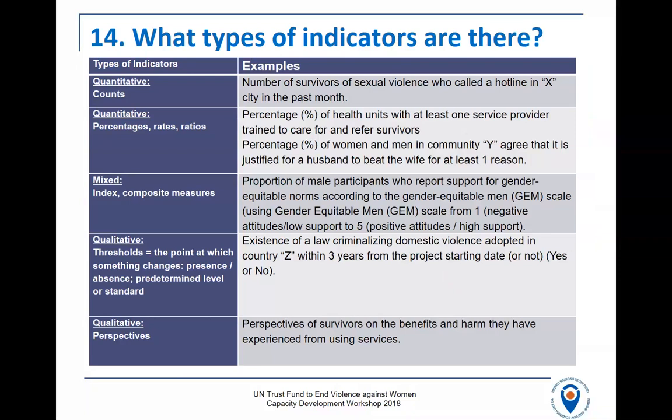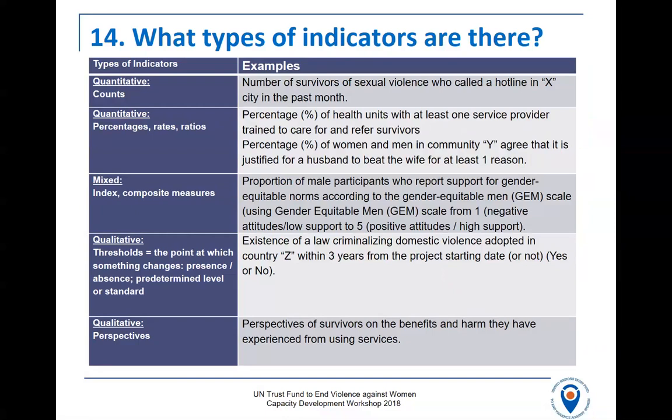What do we mean by quantitative and qualitative? Well, at the top, I've given 2 examples here of quantitative indicators. The first is number of survivors of sexual violence who called a hotline. And that's quantitative because it's a quantity. Numbers and percentages are quantitative. And these simply count things or measure numbers or ratios or rates. So if you devise a quantitative indicator, I would expect to see a number or a percentage.